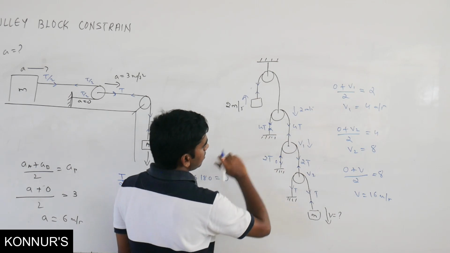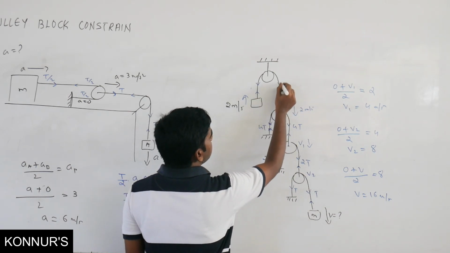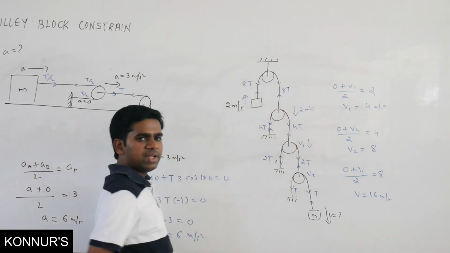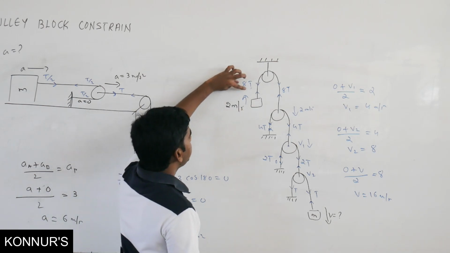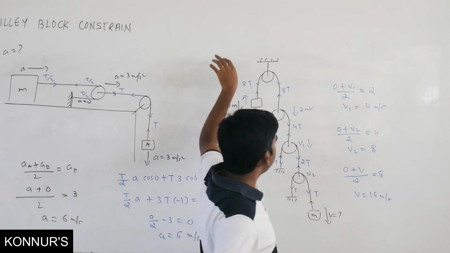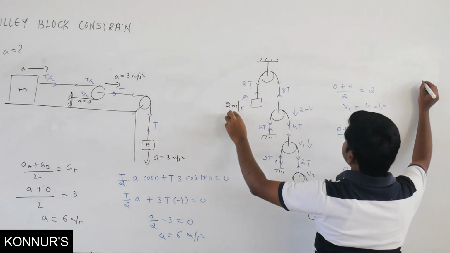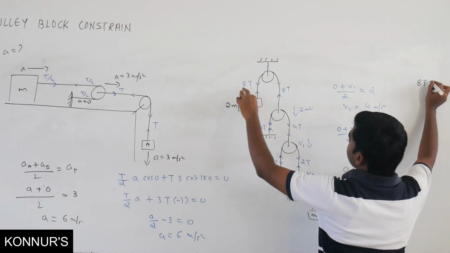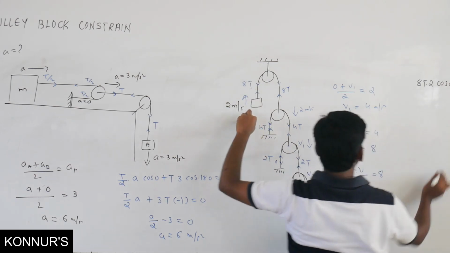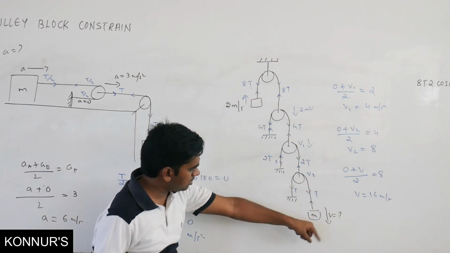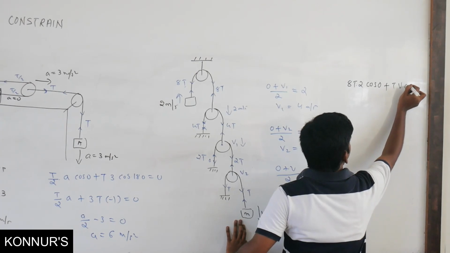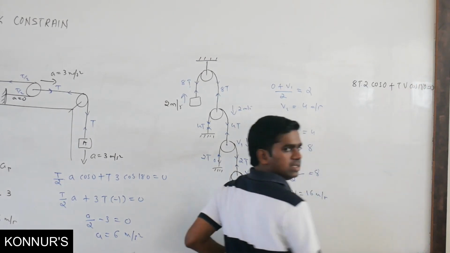So 4T, 4T, and here it will become 8T. If here it is 8T, here it is 8T. Now you can apply your tension method. Tension 8T is in upward direction, velocity is also in upward direction. So you can write 8T into 2 cos 0, both are in upward direction, plus. Here you can apply tension: V is in downward, T is in upward. So it will become T into V cos 180.